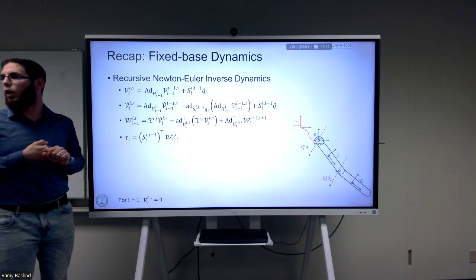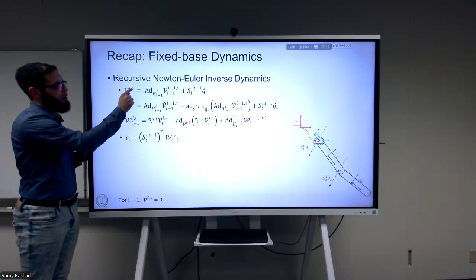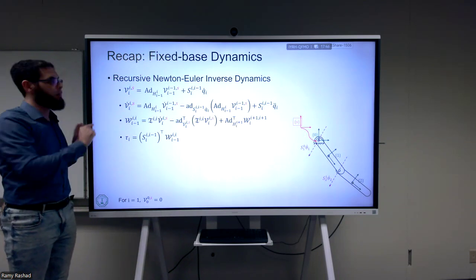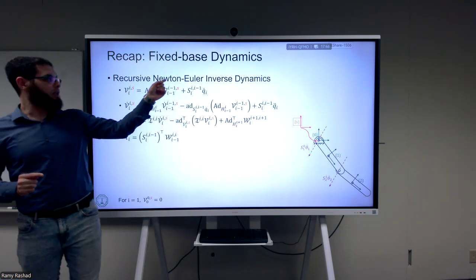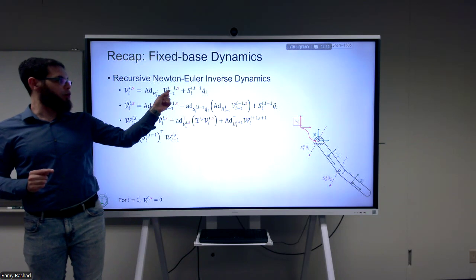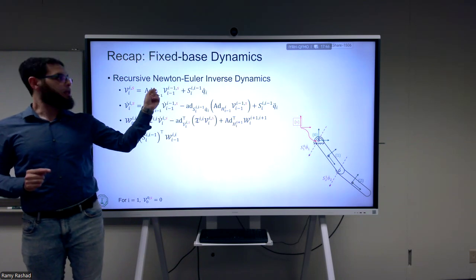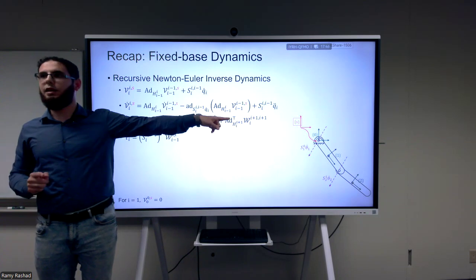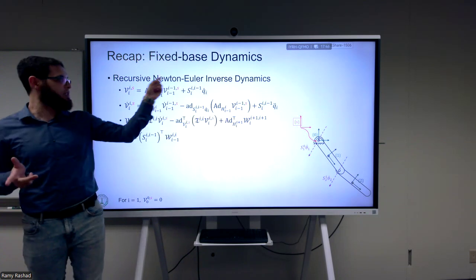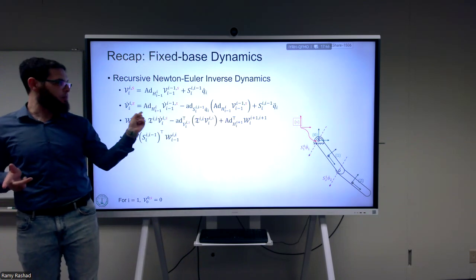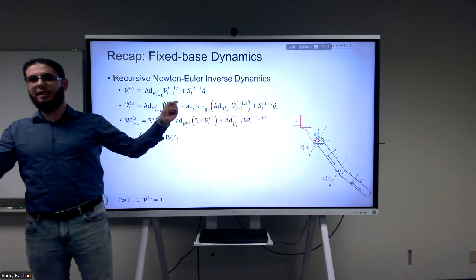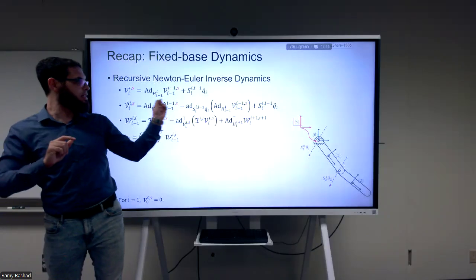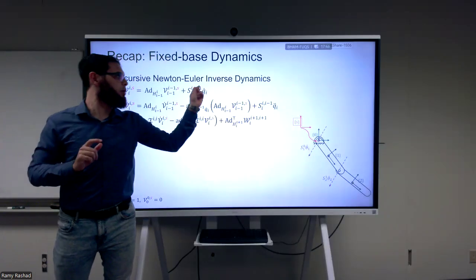For the case I equal 1, we're going to have here V1 with respect to S expressed in 1 equal to the adjoint from 0 to 1 multiplied by the twist from 0 to S in 0. 0 to S in 0 here in a fixed base is 0. So all of this term disappears. Also all of this term disappears. Also all of this term disappears when we have a fixed base. Only for the case I equal 1. So all of this disappears. And we're only left with these two terms.